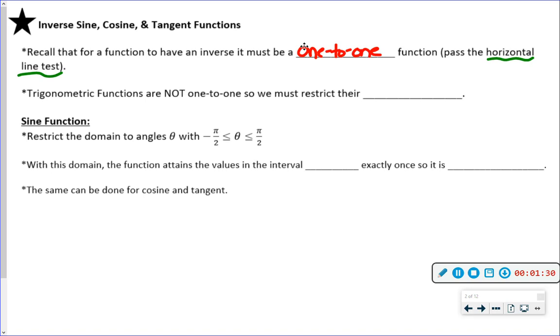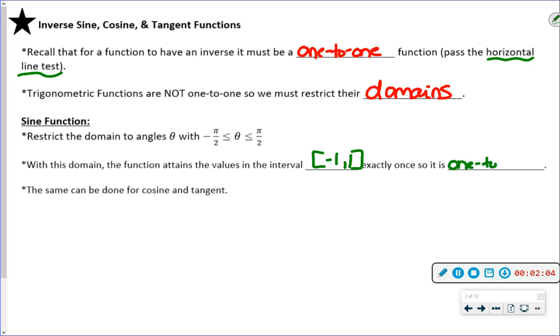So that is where we're going to have to do some restrictions on which quadrants we draw the triangles in. That's what we're really leading up to. So we have to restrict their domains. That's what we're taking a look at. For our sine function, notice they're restricting you to this, so you're going to have your answers in the interval from -1 to 1, exactly once, so it does make it a one-to-one function.